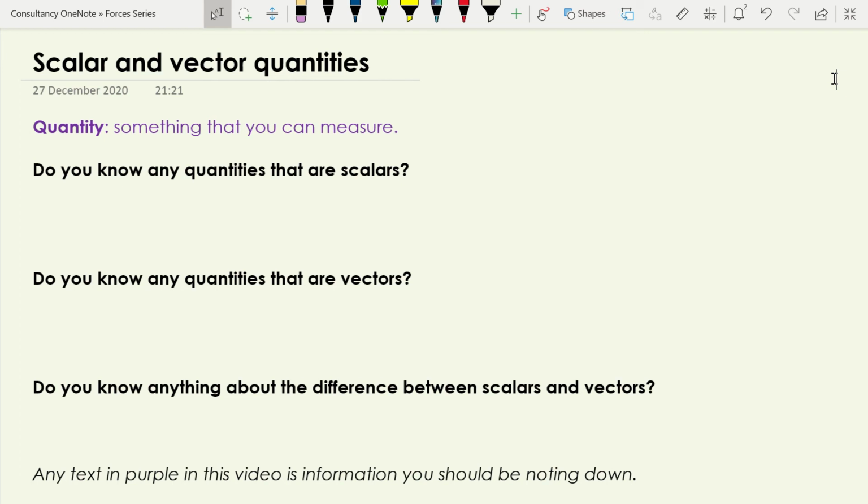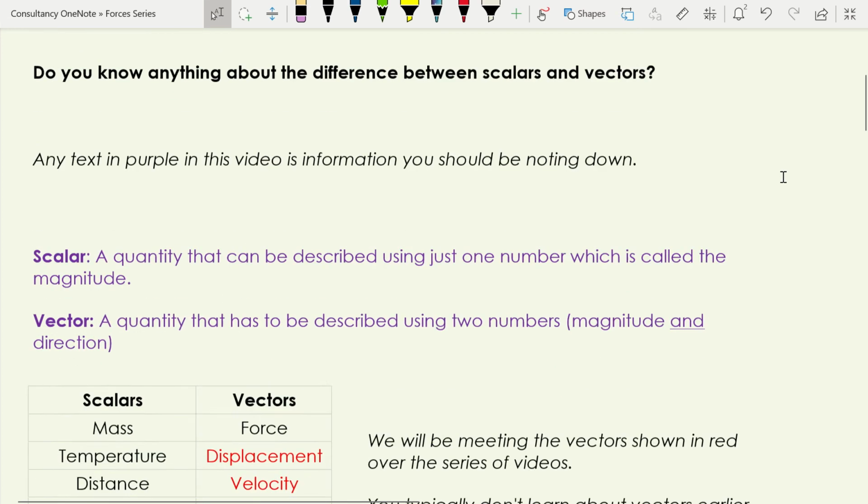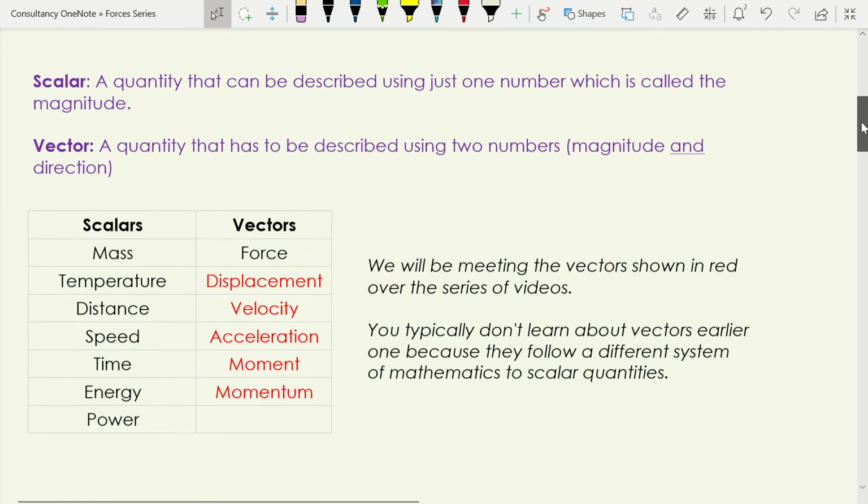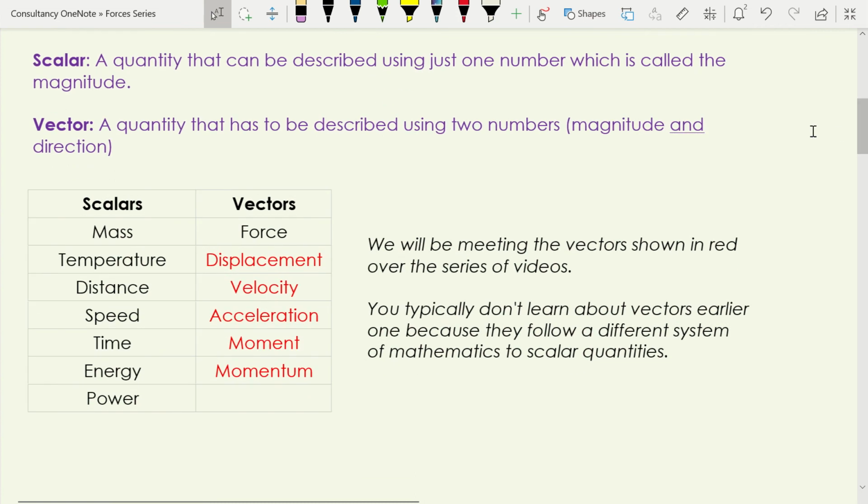All right, so now we've got your starting point, and it might be that you don't know the difference between these things and you actually don't know any, and that's fine. You might know some of this already, which is also good. So let's first of all describe what we mean when we say a scalar or a vector.